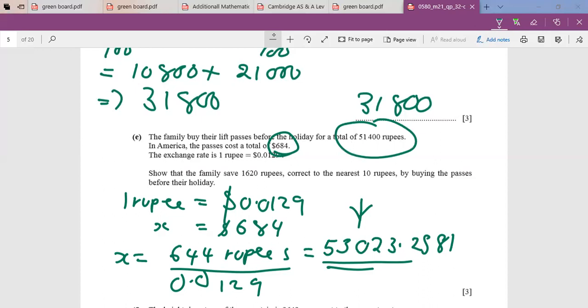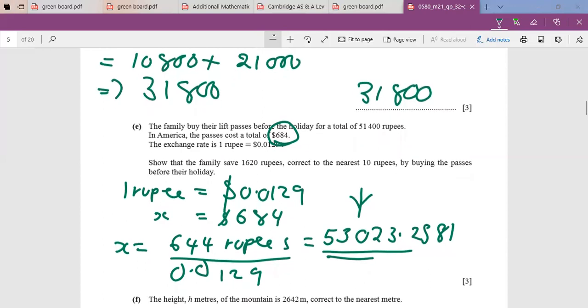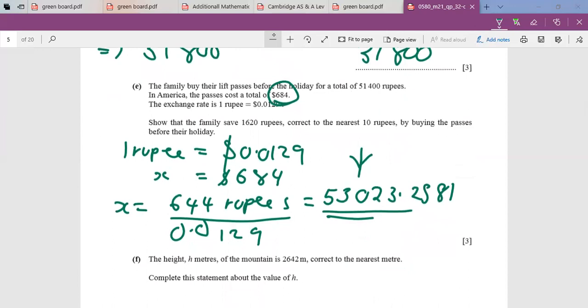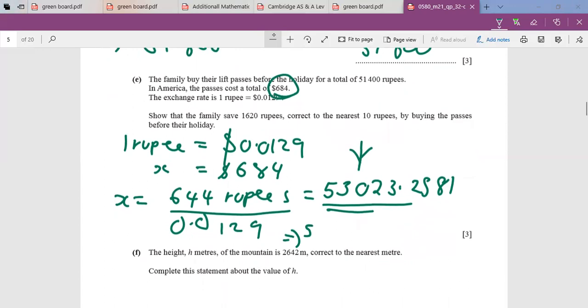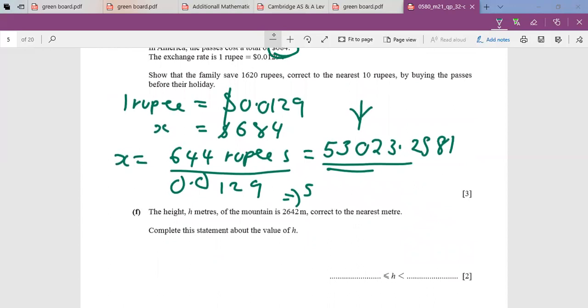So meaning that it is cheaper to buy in advance than buying it in America. If you bought it in advance, you'll be saving something. In this case, how much are you going to save? That is the question. To find the amount that is saved, allow me to write here. We are going to say 53,023.2581 minus 51,400.